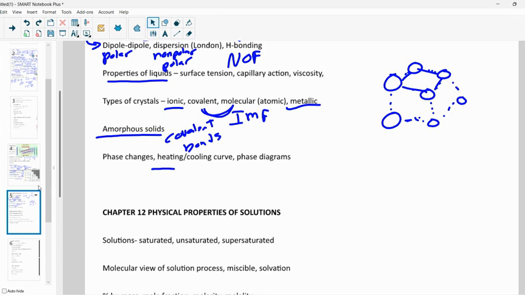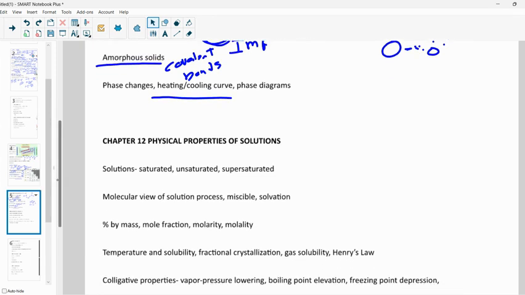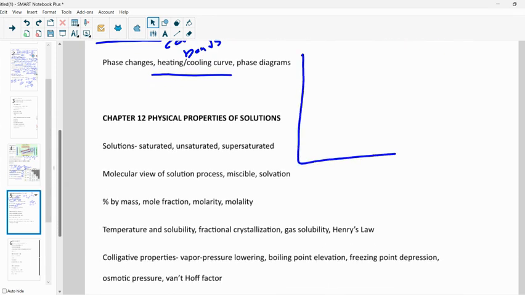Phase changes, heating, cooling curves. We might have a heating curve that looks like this. This is our heating curve where we have solid, liquid, gas. What process is happening here? Going from solid to liquid: melting. Going from liquid to gas: boiling or vaporization, something like that.